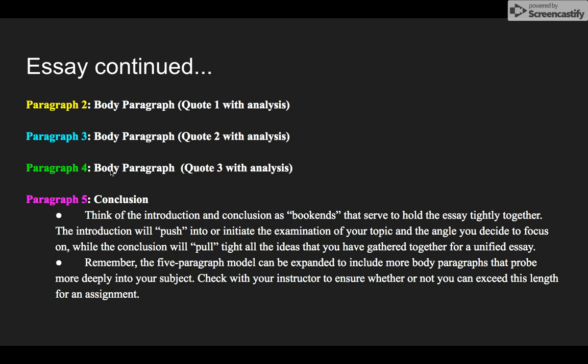Here you have 1, 2, 3 body paragraphs. Body paragraph 1 could be about your first piece of evidence. Body paragraph 2 could be about your second piece of evidence or quote. Body paragraph 3 could be about your third piece of evidence, okay? And you may be thinking, how can I write 3 to 5 sentences, a whole paragraph about one piece of evidence? Trust me, you can. If you need help, we English teachers are here to help.